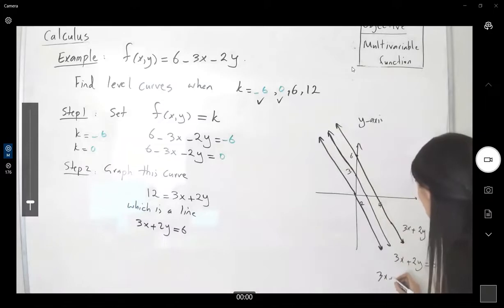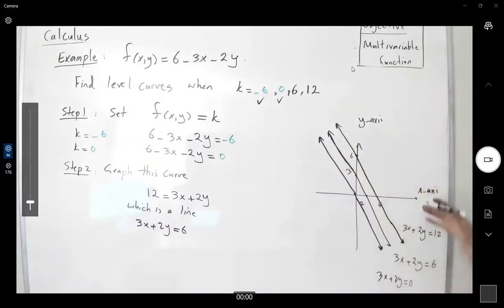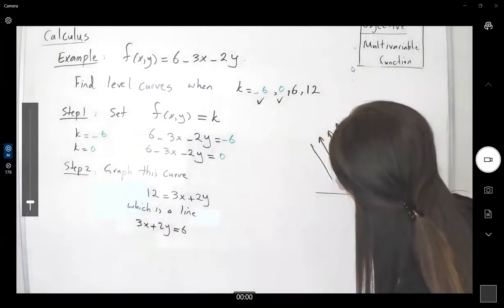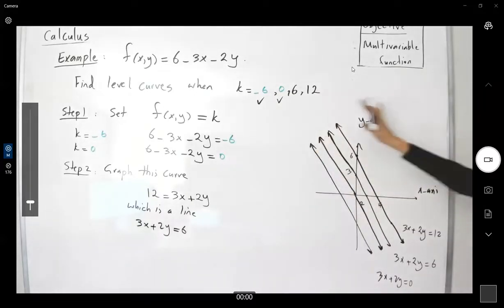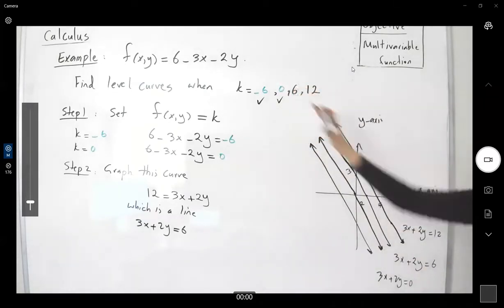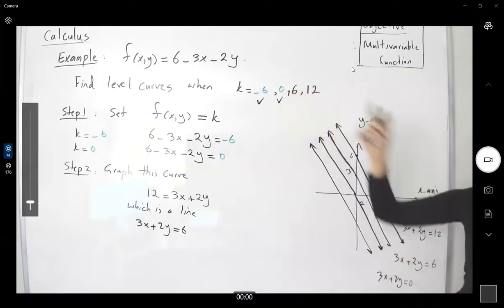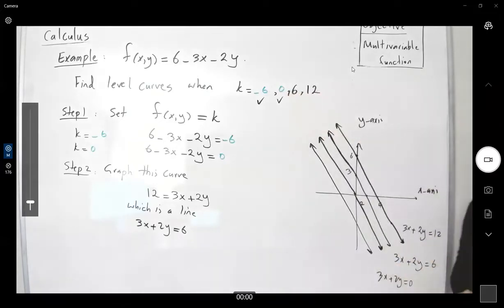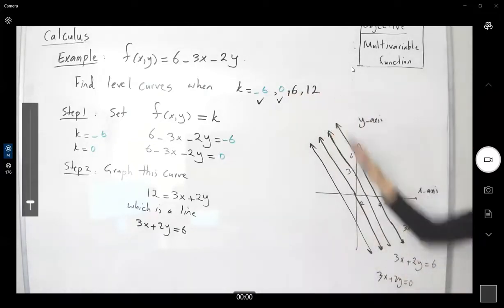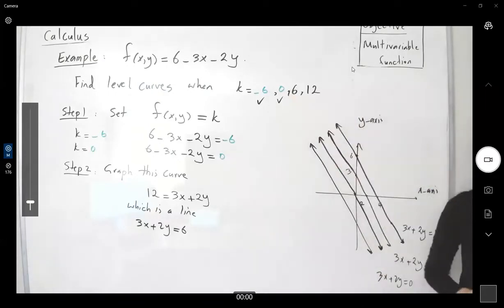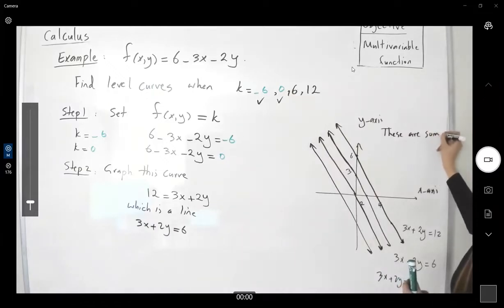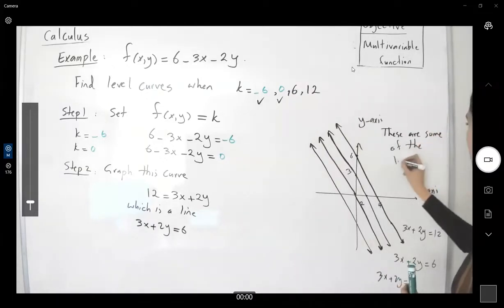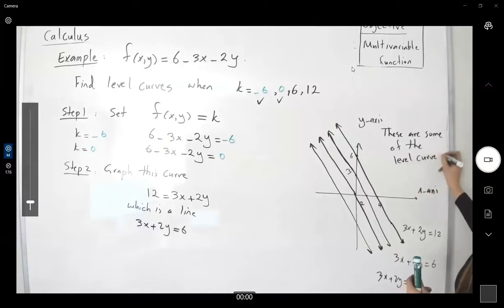This is 3x plus 2y equals 0. Then you get 3x plus 2y equals negative 6, and so on. These are the level curves for this function, or if you look at the projection of this function in the xy plane for specific z values, these are the lines representing those projections. These are some of the level curves.